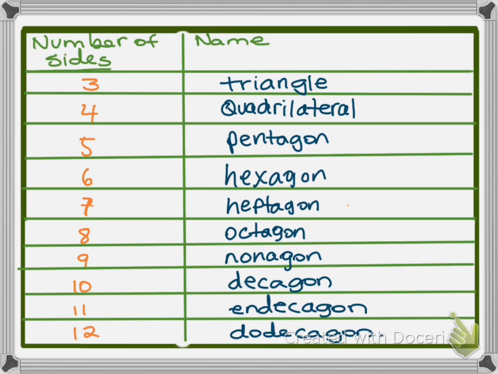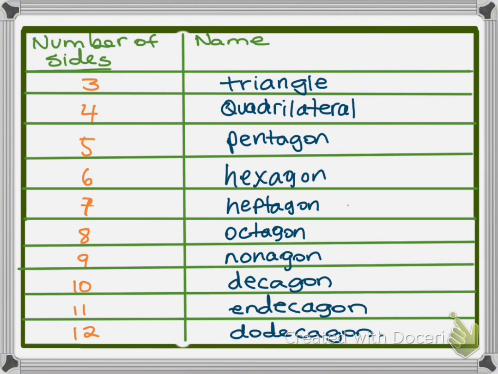Now let's go to the next page and remember the different names for the polygons. Remember that we give the name according to the number of sides. There are no polygons of 1 or 2 sides. The smallest is 3, and the name is triangle. 4 is not square. Square is a kind of quadrilateral.